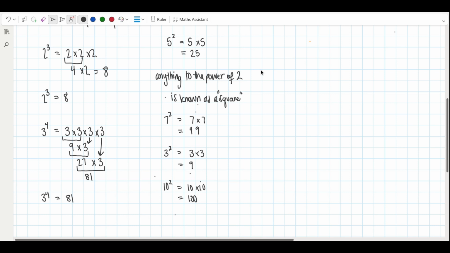Now there's a trick when we've got 10 as our base. Let's have a look. So if we have 10 to the power of 1, that's just 10 by itself. We only need one lot of 10. If we have 10 to the power of 2, we get 10 times 10, which is 100. If we have 10 to the power of 3, we have 10 times 10 times 10. Now we know that 10 times 10 is 100, so we do 100 times 10, which is 1,000. And what we can see is that our power represents the amount of zeros that we've got.